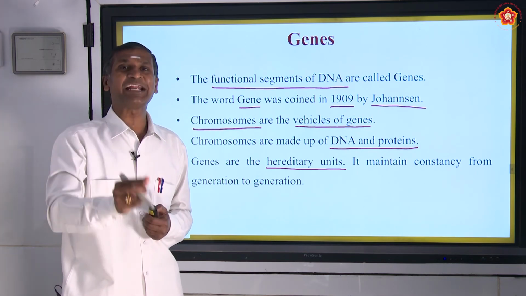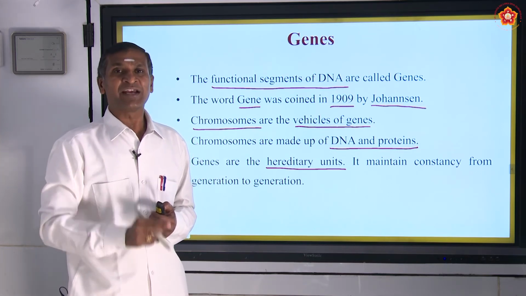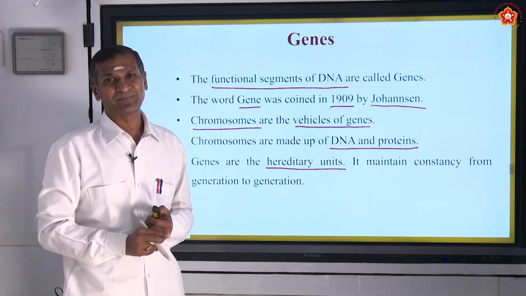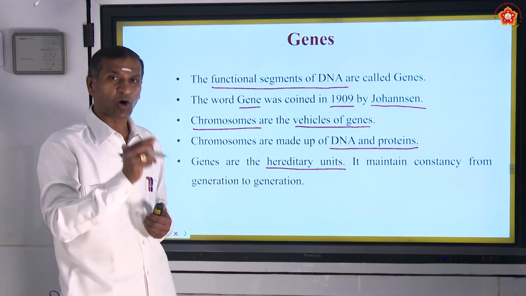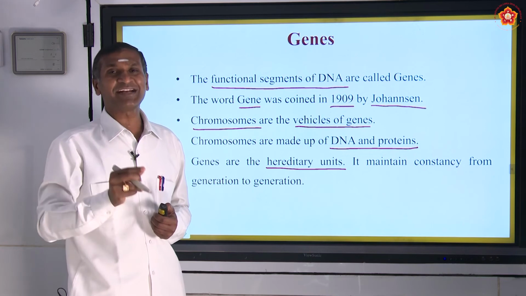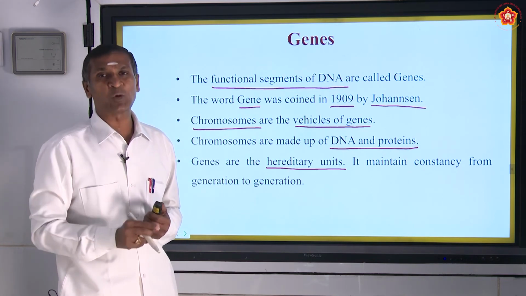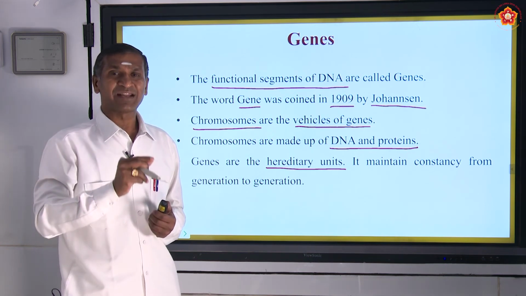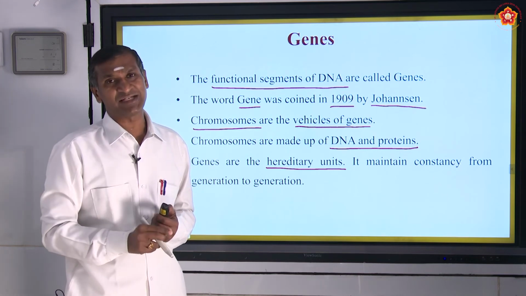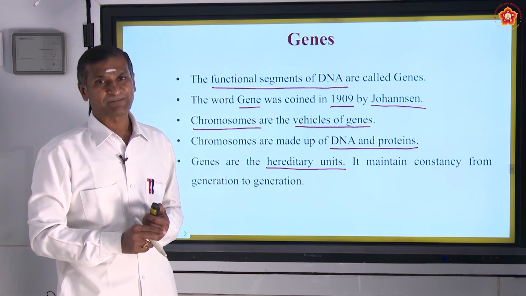They are carried by chromosomes from the parents to the offsprings in order to retain the constancy in the chromosome number, and also to transfer the hereditary characters from parents to offsprings. These chromosomes are hence called vehicles of genes, since they carry the genes from the parents to their offsprings.